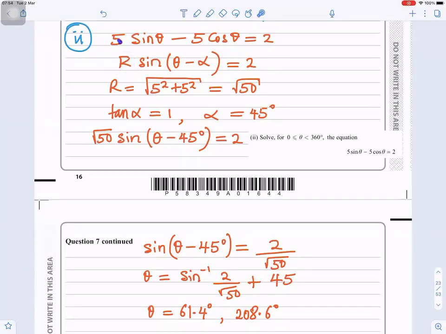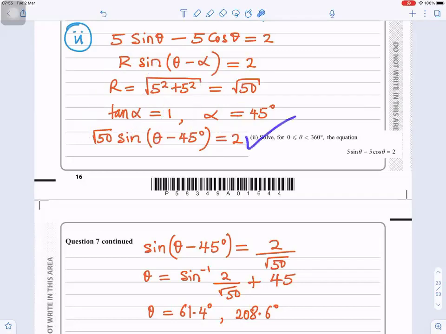We find 5 squared plus 5 squared and square root it. That'll give us the square root of 50. Watch that number there: 5 squared plus 5 squared gives you the square root of 50. And for the angle, tangent of alpha is 1, the tangent of 5 divided by 5. So alpha is 45 degrees. So we would have r as square root of 50. The sine stays the same, theta stays the same, alpha is 45 and the 2 stays the same.